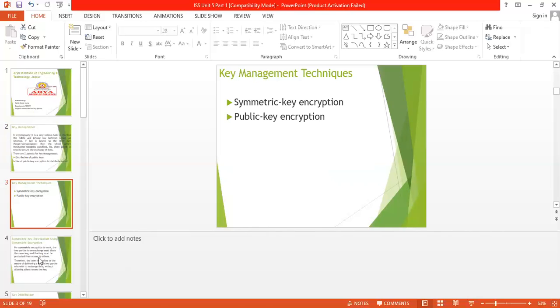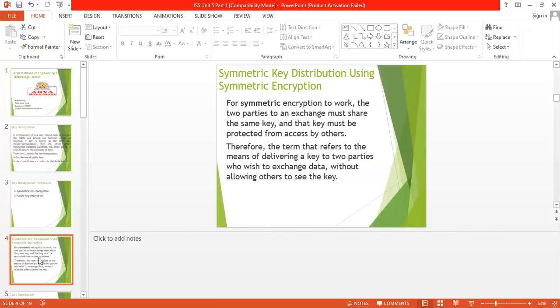Now we will discuss symmetric key distribution using symmetric encryption. For symmetric encryption to work, the two parties to an exchange must share the same key, and the key must be protected from access by others. The term key distribution refers to the means of delivering a key to two parties who wish to exchange data without allowing others to see the key. So in symmetric encryption, we use a shared key, the same key, for exchanging data between two parties, the sender and the receiver.